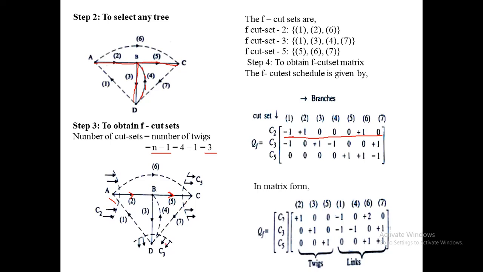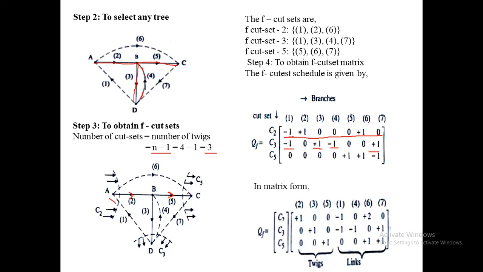Consider the second cut set. Here the directions of these 3 and the cut set direction are the same, so for 3 we can put +1. Next this 7 is also the same, we can put +1. Then 4 is in the opposite, upward direction, so we can put -1. Here 1 is also in the opposite direction, we can put -1. Here we have to put the cut set directions based on this solid line direction, and if the directions are the same we can put plus, otherwise minus.